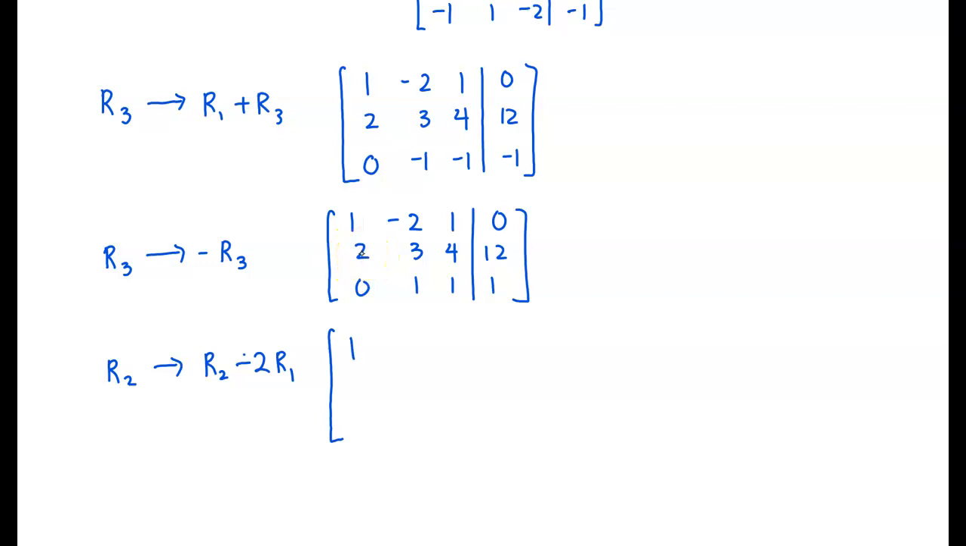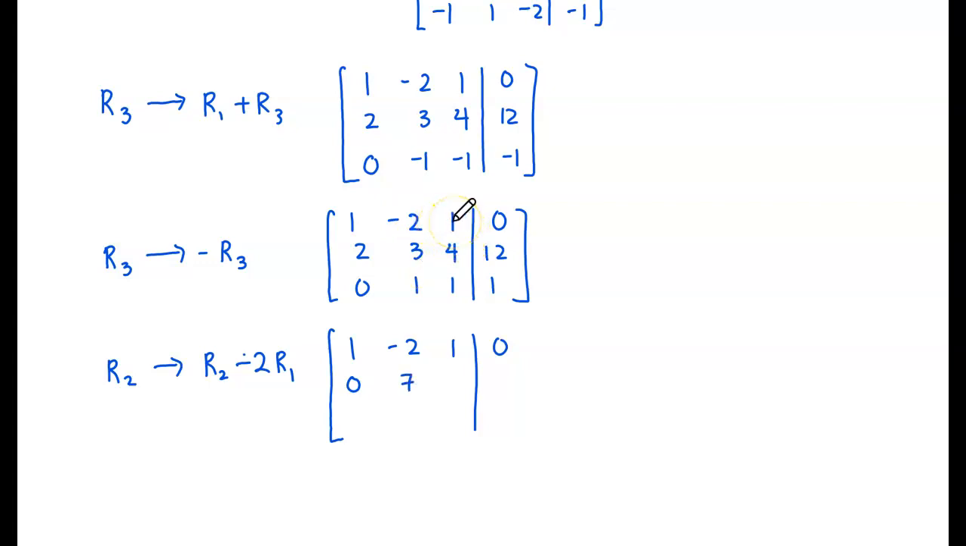So you copy 1, negative 2, 1, the first row. Now on the second row, you multiply the first row by 2 and then subtract it from the second row. You get 0. And then you do the same thing here. You multiply this by negative 2 and then add it to row 2. So negative 2 times negative 2 is positive 4. You add it to row 2, it's 7.